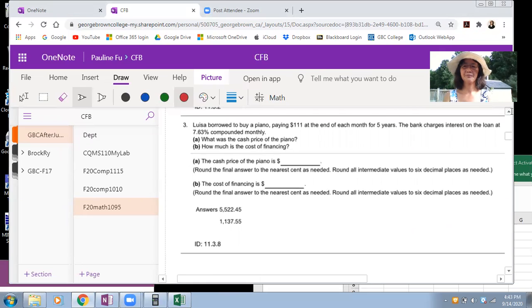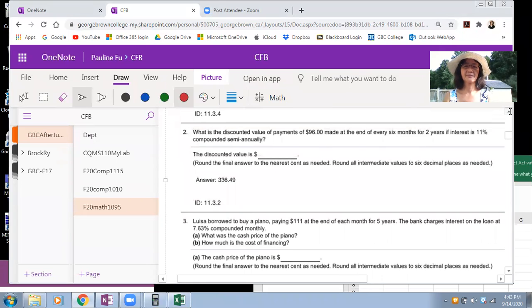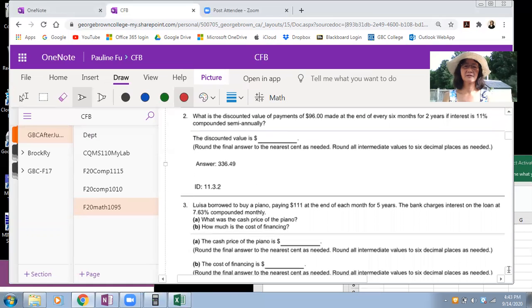Question 2. What is the discounted value of a payment of 96 made at the end of every 6 months for 2 years if interest is 11% compounded semi-annually? Okay. The question asks you for discounted value. You need to know the discounted value is the same as present value, PV. So the question asks you what is PV?